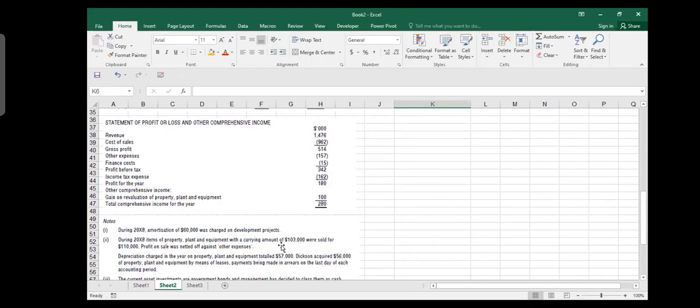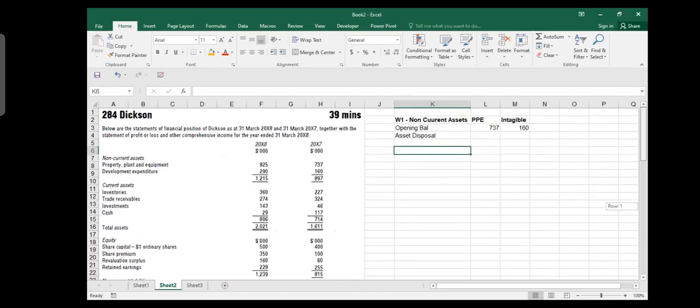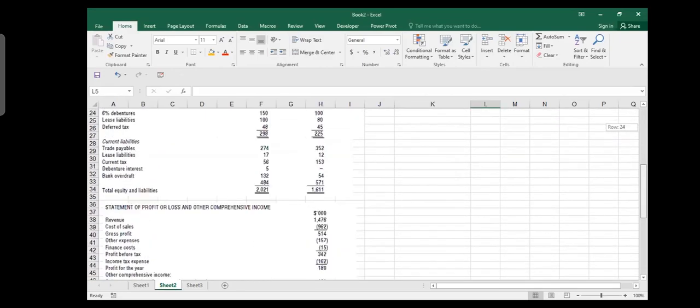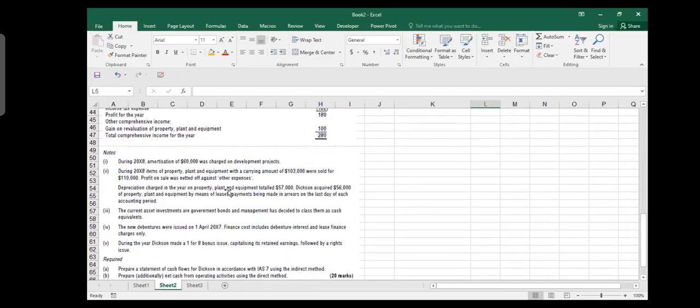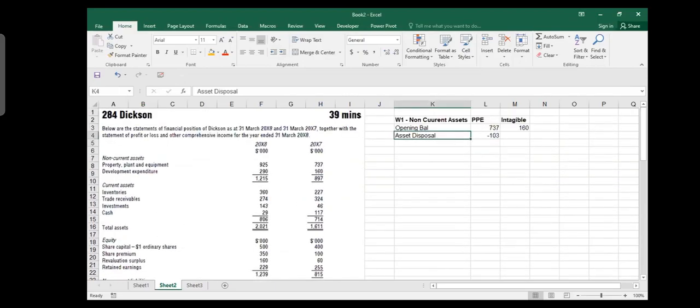So this was the balance sheet amount, the carrying amount. If it had been the historical cost, then I would not have subtracted, because I'm taking the net book value here. So I subtract the net book value 103. This is what we have sold. Then I remember that you also charged depreciation, 57,000, and you purchased new assets for 56,000. So this 737 I started with, then I had depreciation of 57. So this should also bring down the value of my assets.